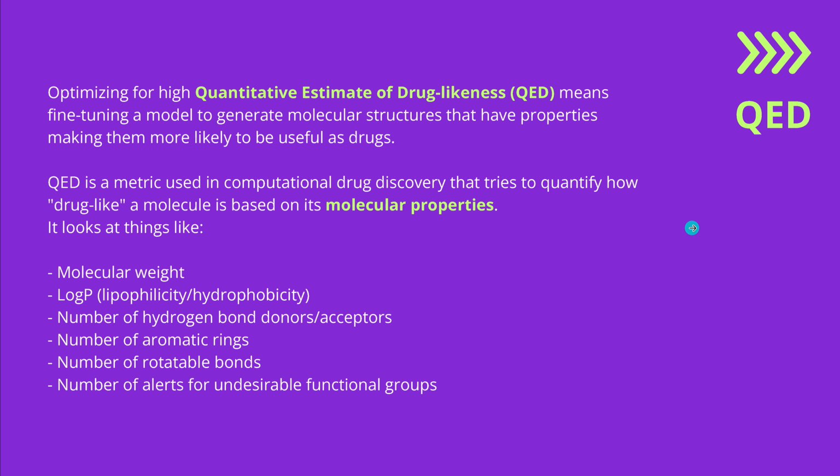So what is QED? It stands for Quantitative Estimate of Drug-likeness. And this means the fine-tuning of a model to generate a molecular structure, a very specific 3D molecular structure. And this has properties making those molecules more likely to be useful as drugs. And bioinformatics has defined here all the important molecular properties like molecular weight, hydrophobicity, the number of hydrogen bond donors or acceptors, the number of aromatic rings, the number of rotatable bonds, and you got the idea.